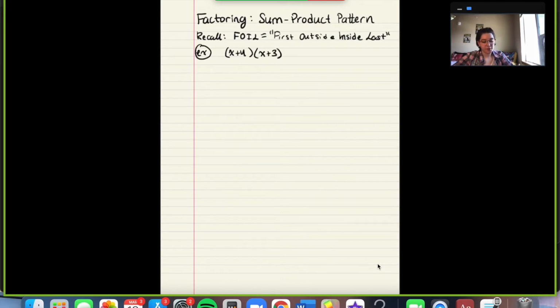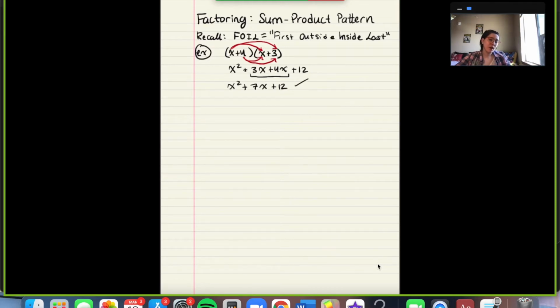So if we were to FOIL this, we would do the first times the first, which would be x squared, outside, which is x times 3, which would be 3x, inside, which would be 4 times x, which is 4x, and then last, so 4 times 3 is 12. And then we can add our like terms, which would be 3x and 4x, so we'd get x squared plus 7x plus 12. Awesome.